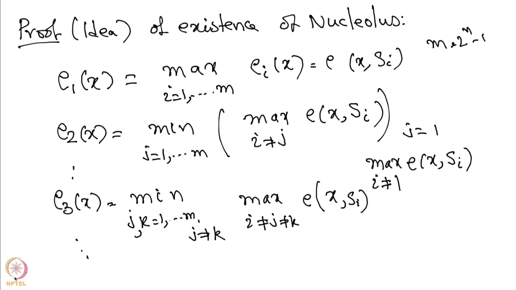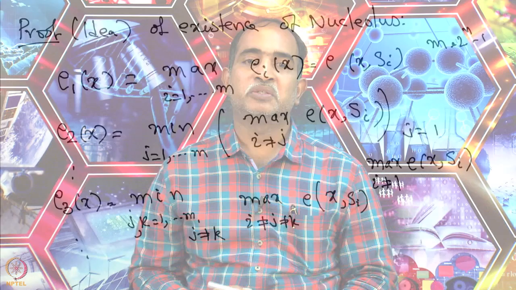Now the excess functions can clearly be written in this form. The most important thing to note here is that these functions e1(x), e2(x), e3(x) are all continuous functions.